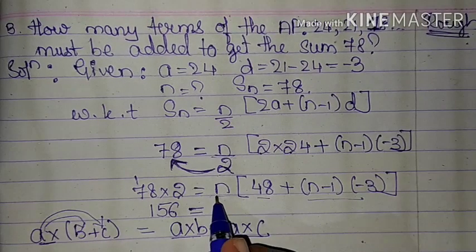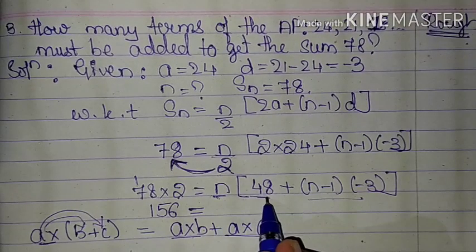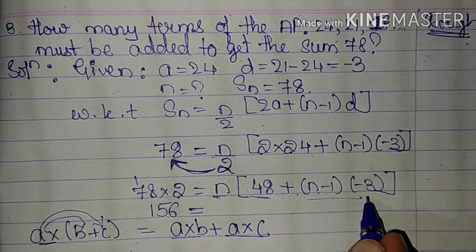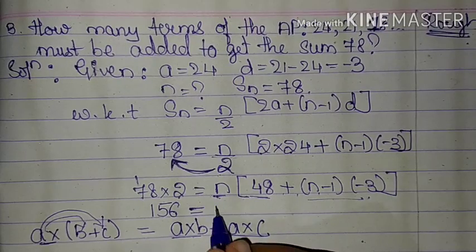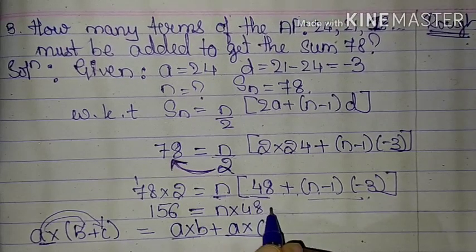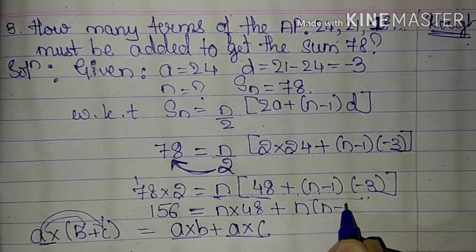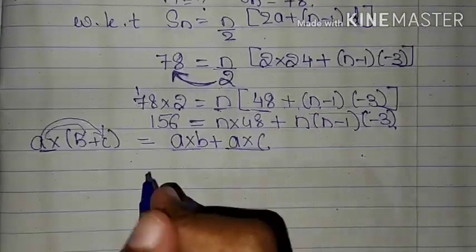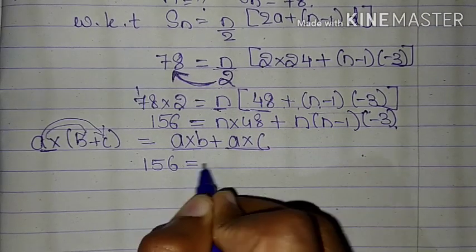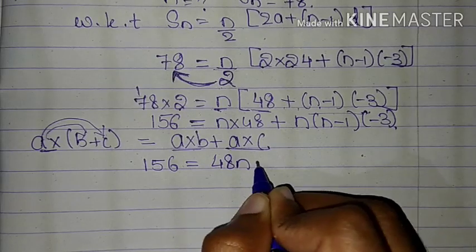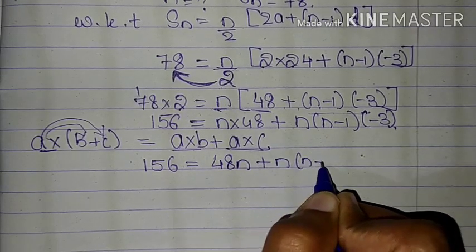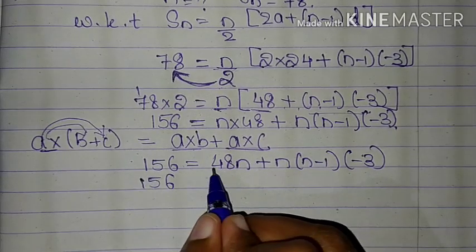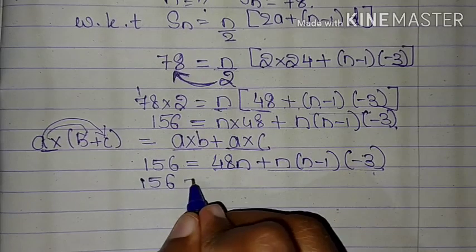So here in this case it will be n into 48 plus n into (n minus 1) into minus 3. So using the distributive law, let's open the brackets. We'll get n into 48 plus n into (n minus 1) into minus 3. Moving ahead, 156 is equal to n into 48, which is 48n, plus n into (n minus 1) into minus 3. We cannot transpose anything here because everything contains n. So let's try to solve it.